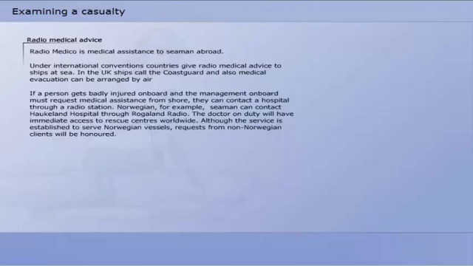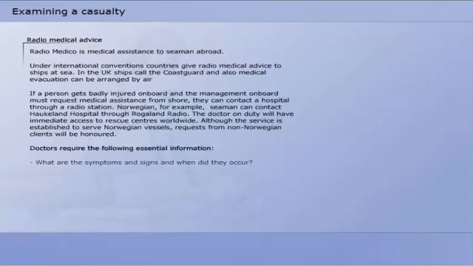If a person gets badly injured on board and the management on board must request medical assistance from shore, they can contact a hospital through a radio station. Norwegian seamen, for example, can contact Haukeland Hospital through Rogaland Radio. The doctor on duty will have immediate access to rescue centres worldwide. Although the service is established to serve Norwegian vessels, requests from non-Norwegian clients will be honoured.